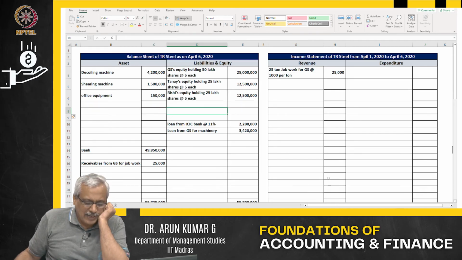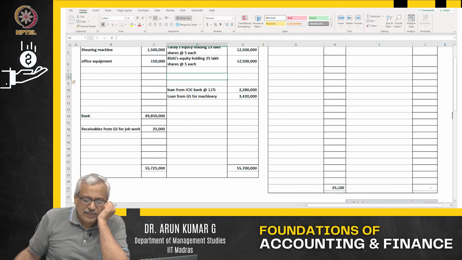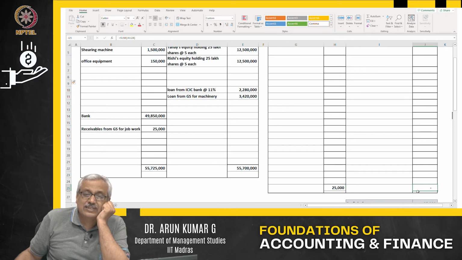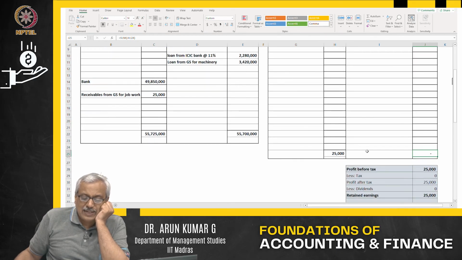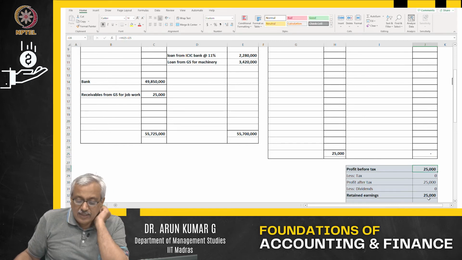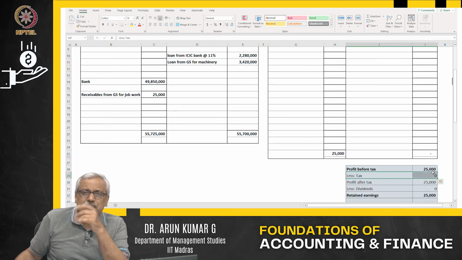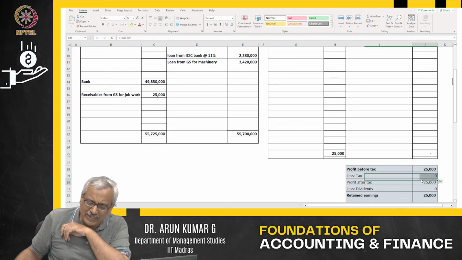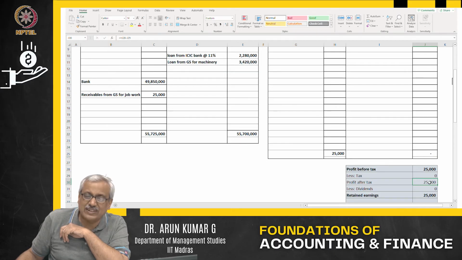Now, in this particular case, what happens? There is a total revenue. There is an expenditure, 0 is the expenditure. Revenue minus expenditure is what? Profit. Now, on the profit, what do you do? You pay tax. As of now, let us keep tax as 0. Profit after tax is what? In this particular case, because tax is 0, the profit after tax is the same.